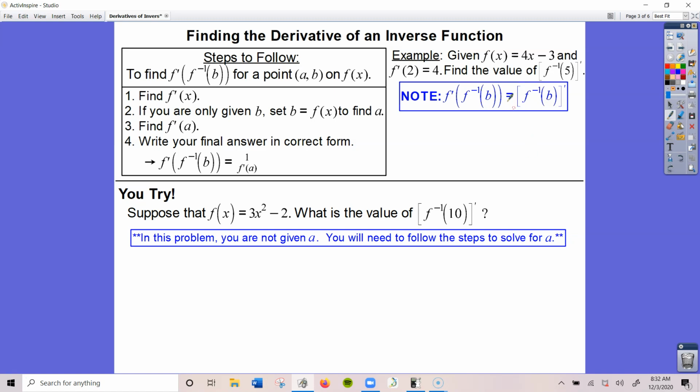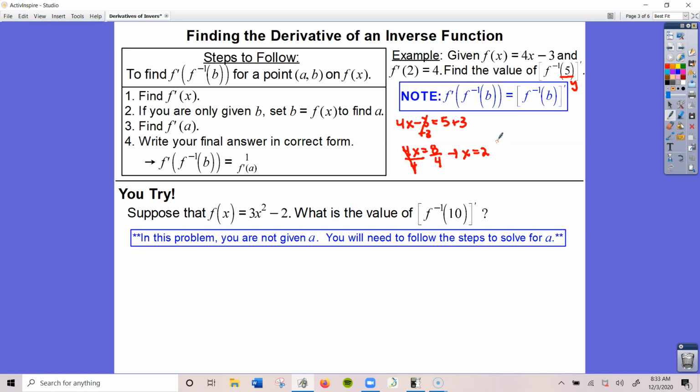So let's try this out. Here we're given the function f of x is equal to 4x minus 3, and f prime of 2 is equal to 4. And we want to find the value of f inverse of 5. Now remember that this is the y value of the function. So in order to find the x value, we're going to plug this into my function here. So 4x minus 3 is going to equal 5. And now I'm going to solve for x. So I'm going to add the 3 over. I get 4x is equal to 8, and then divide by 4. So x is equal to 2.